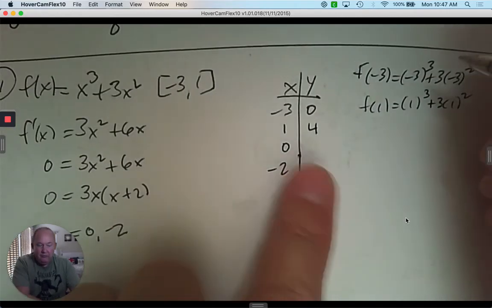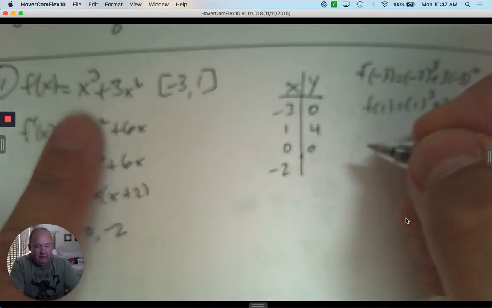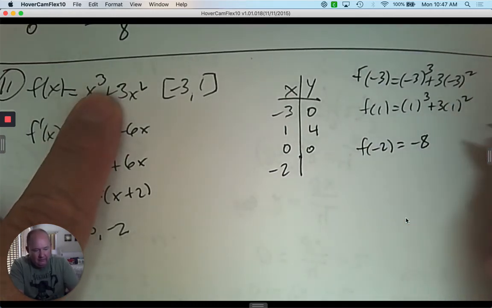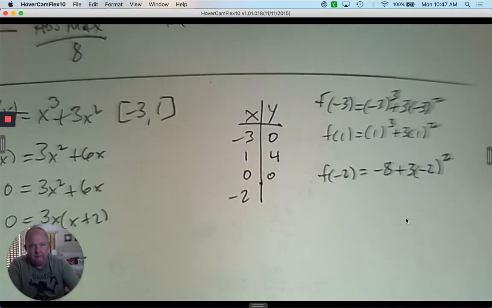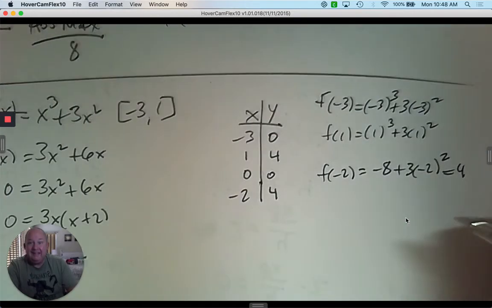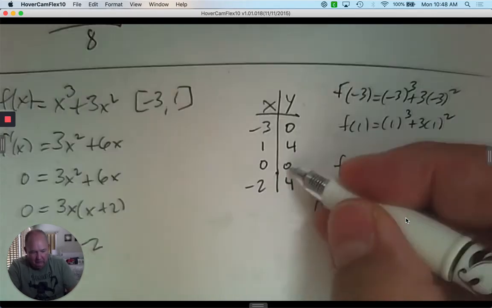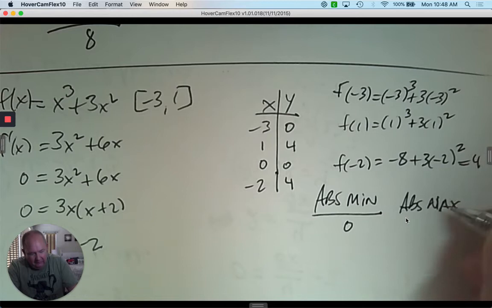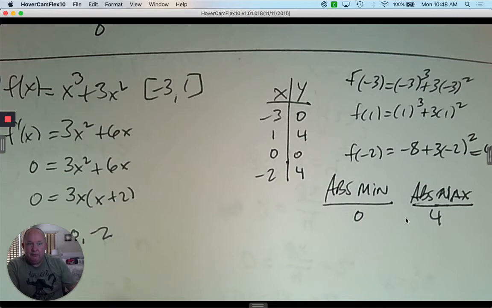So I'm going to take both of those answers and go back to the function. 0 gives me the answer 0. -2 gives me, let me just write this out, -2 cubed is -8. And then I have 3 times -2 squared, so that's 12, and -8 plus 12 gives 4. Again, for this function, the tie doesn't matter. I'm just looking for the least y value. That answer is 0. Again, I'm looking for the greatest y coordinate. That answer is 4. And you found the absolute minimum and absolute maximum.